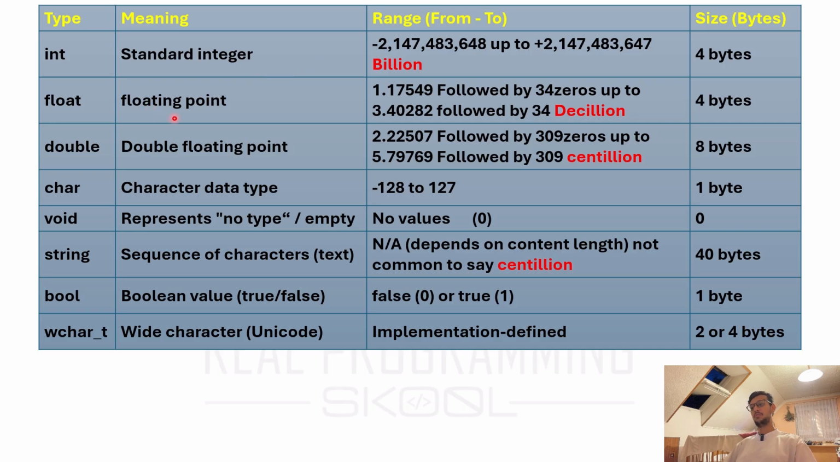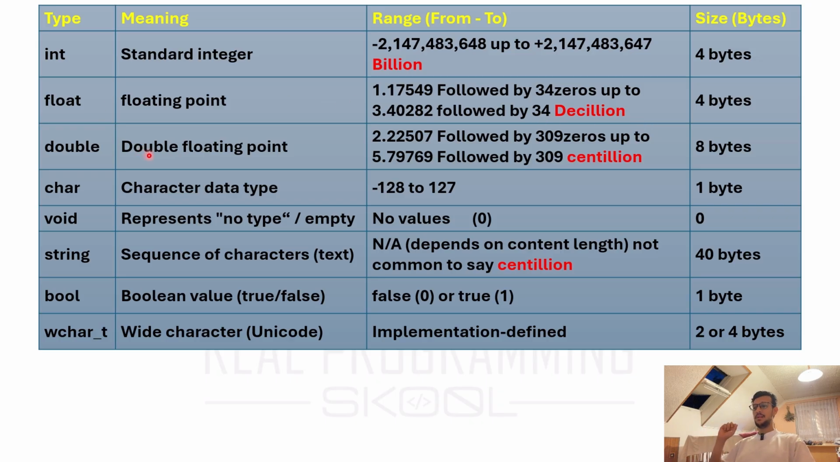After that, we have floating point. Its range starts from 1 decillion point some fractions, followed by 34 zeros, up to 3 decillion point some fractions, followed by 34 zeros, and its size in memory is 4 bytes. You will ask me, what is decillion? I told you decillion is bigger than trillion. We have million, 7 digits, billion, 10 digits, and trillion, 13 digits, and after that comes decillion, which is around 34 to 38 digits.